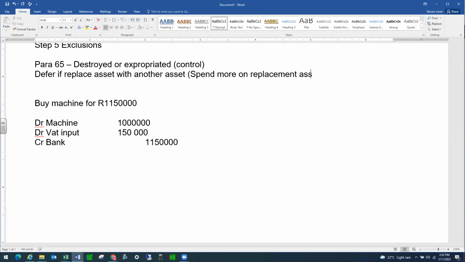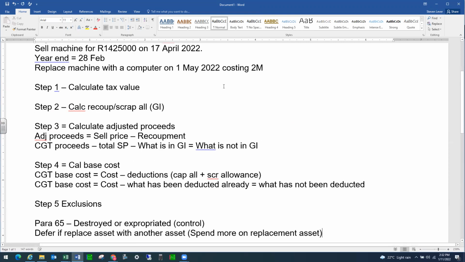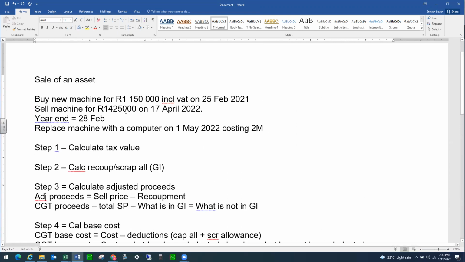And you need to spend more on the replacement asset. Does it have to be a capital asset, or can it be any? It can't be shares, but assets and assets. But you need to spend more on the replacement asset. In this question, I sold it for 1,425. This one costs 2 million, so this one's fine. But this one wouldn't be paragraph 65. This one would be paragraph 66 because this is a sale.